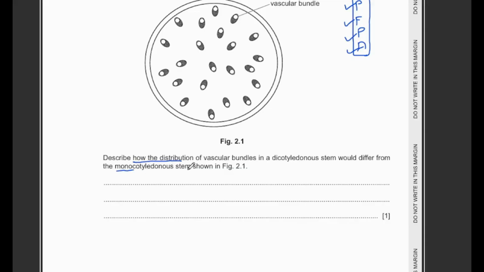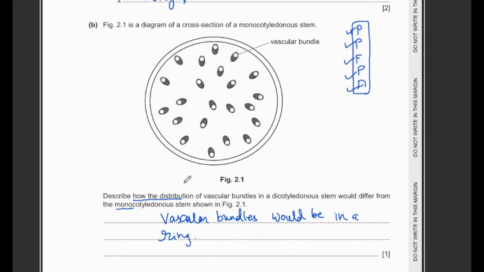In dicots, the vascular bundles will be in a ring form. Okay, that's what the answer is. Vascular bundle consists of xylem and phloem, so it would be in a ring. That is how the distribution differs from the monocots.